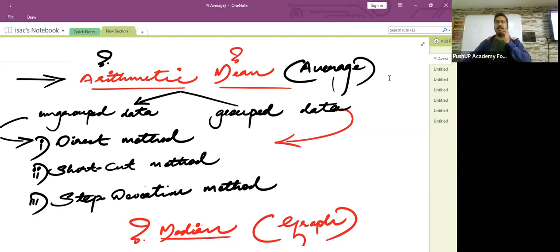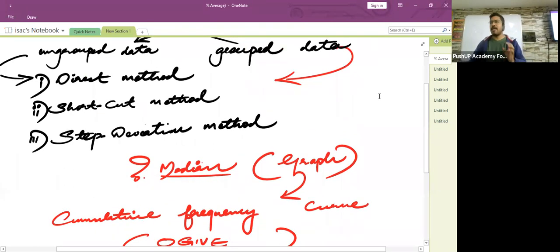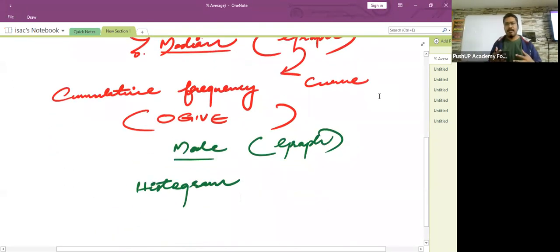What else comes in median? Okay. Are you getting it, children? So for arithmetic mean, you have to learn 3 different methods. The second topic that you will be covering is median.